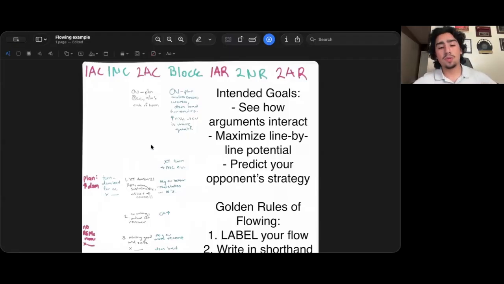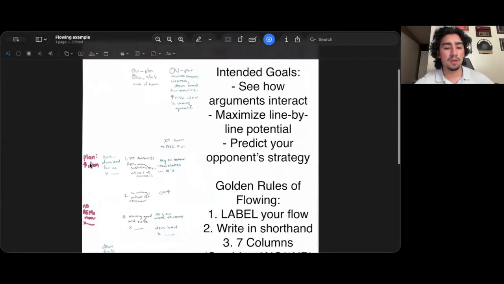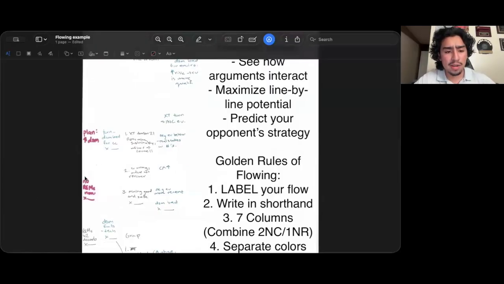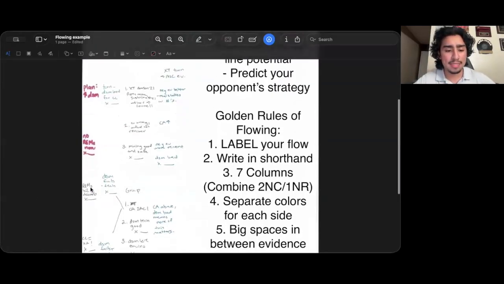So some examples where I do some shorthand on this piece of flow are where it says plan right here, up DSM. That's just shorthand for the plan increases deep sea mining. Right after it says no REMs now, it means no rare earth minerals now. After that, it says REMs K2 decarb. That means rare earth minerals are key to decarbonization. So write in shorthand in ways that are legible to you.